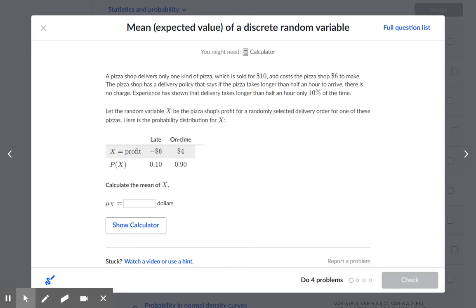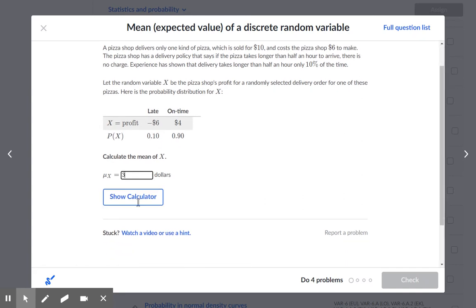Then you go to stat, calc, and one-var stats. My X list, the x values, is L1, and my frequency list, the probability list, is in L2. So voila, my mean, mu X or expected value, is $3. So the pizza shop actually makes on average $3 every single trip, on average.